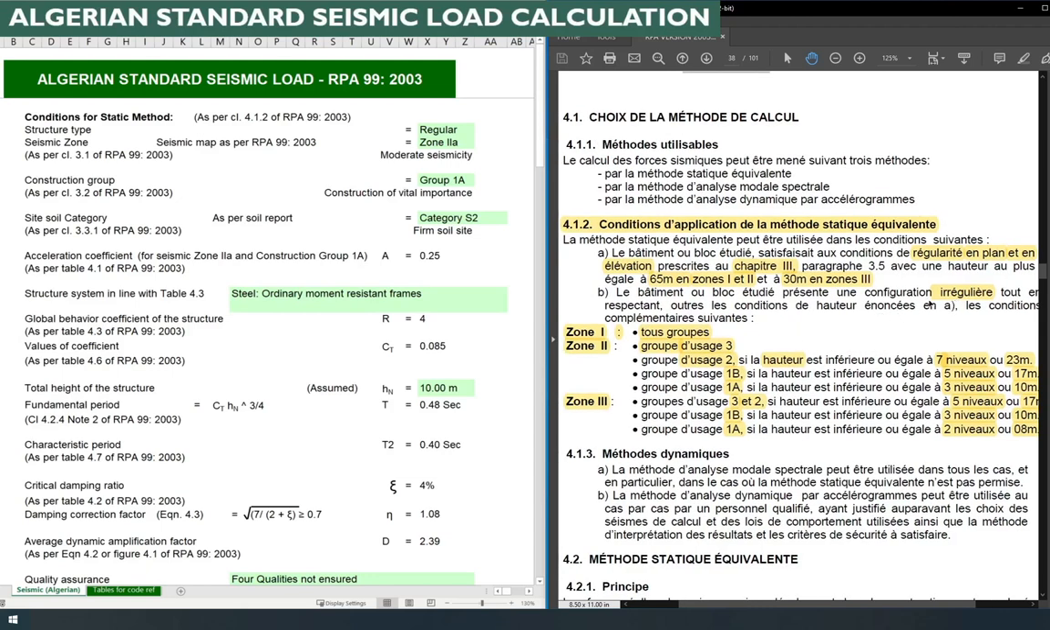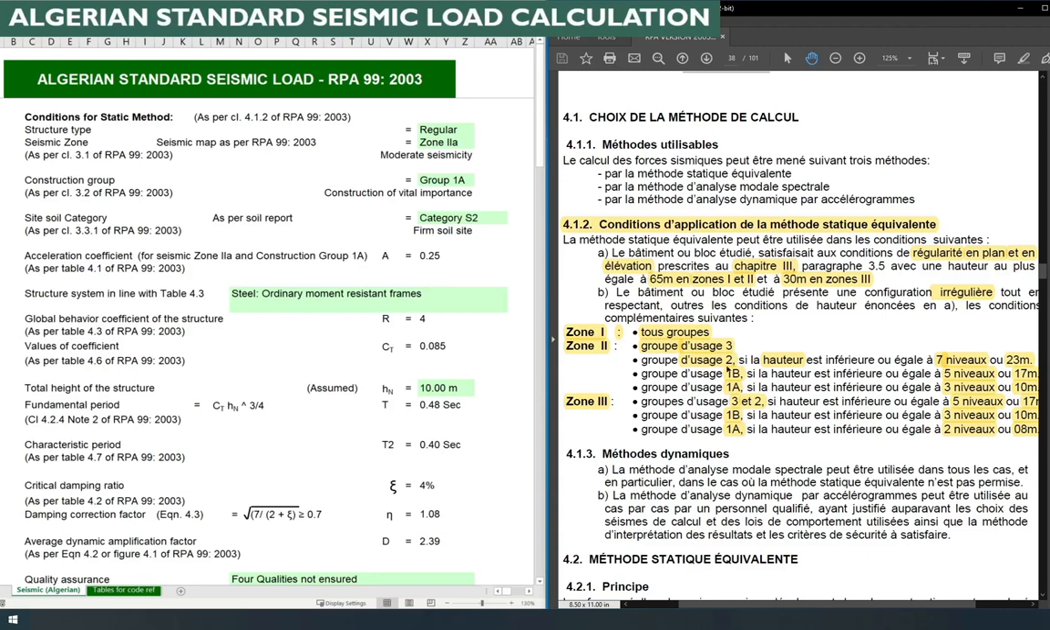For irregular buildings, which is mentioned in B, irregular in plan and elevation, if it comes in zone 1, all groups of buildings or construction groups are applicable for this static method. I will explain afterwards what this group means. Next one is seismic zone 2. For group 3, it is applicable.